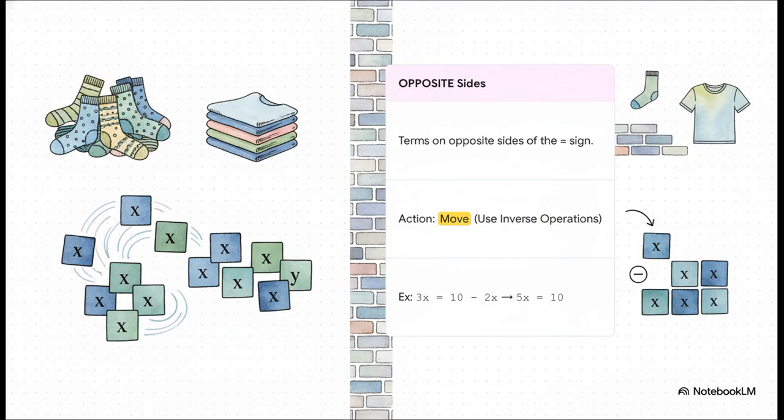So if your like terms, your socks, are on the same side of that equal sign, you just combine them. You add or subtract. Easy. But if they're on opposite sides of the wall, you have to move them using a different set of rules. For today, we are focusing completely on that first part, what to do when they're already on the same side.